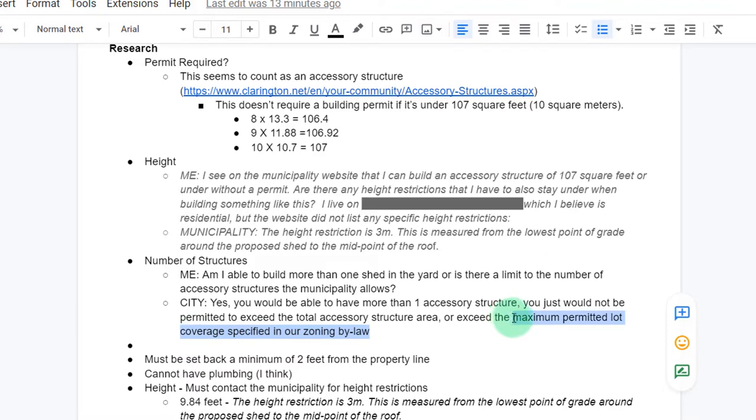And this is where I'm at right now, where I'm essentially trying to figure out what that means. And I think I've kind of pinned it down.